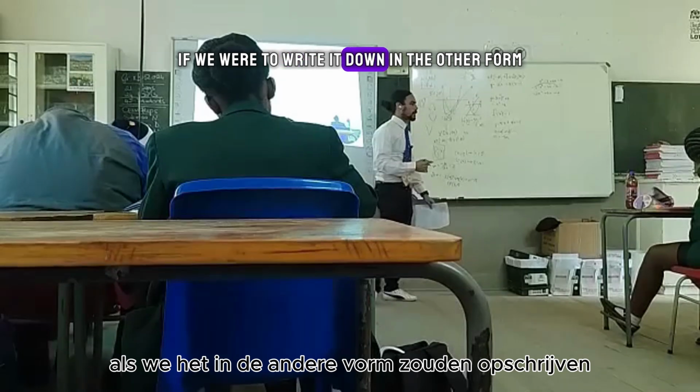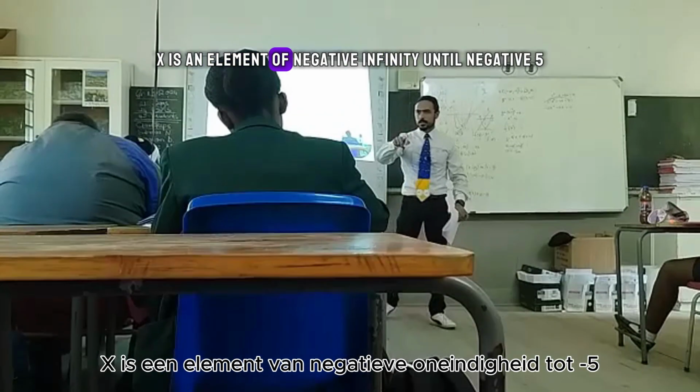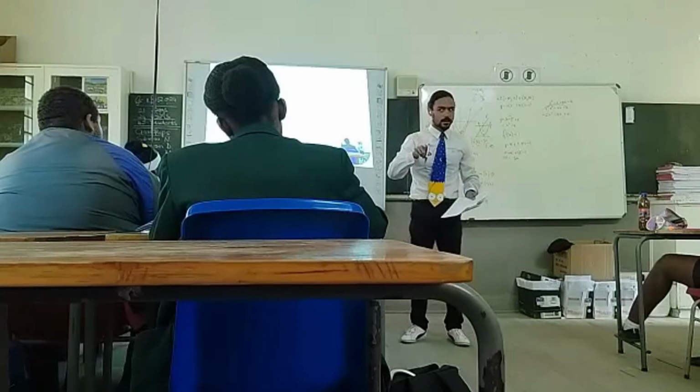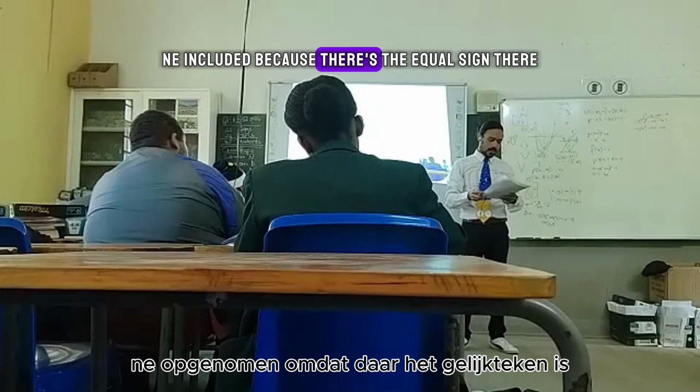If we were to write it down in the other form, it would have been x is an element of negative infinity until negative 5. Now is it a round bracket or square bracket? Square bracket. Why? Included, no? Included because there's the equal sign there.